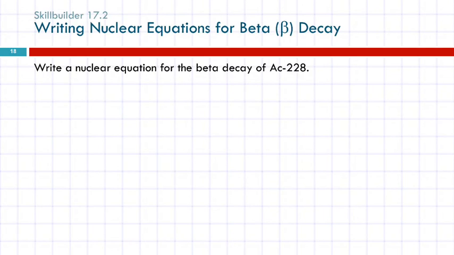Let's write a nuclear equation for the beta decay of actinium-228. So we start out with the element symbol, Ac-228, and then we need the atomic number. So we look on the periodic table, it's 89. And we put the arrow. Beta decay means it's emitting a beta particle. A beta particle is an electron. So the symbol for that is right there. That's something you have to memorize. That's a beta particle.